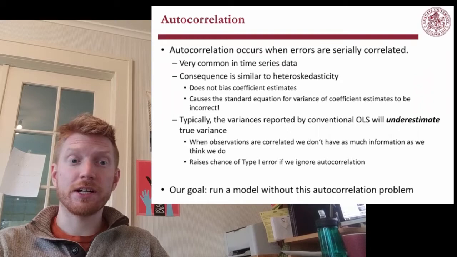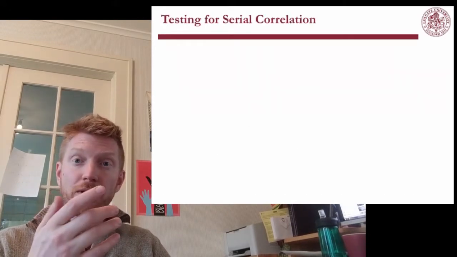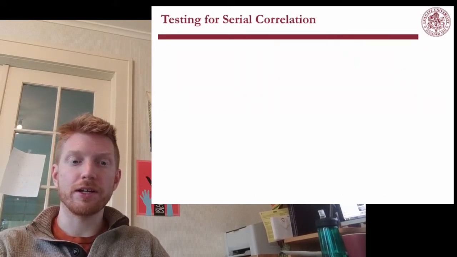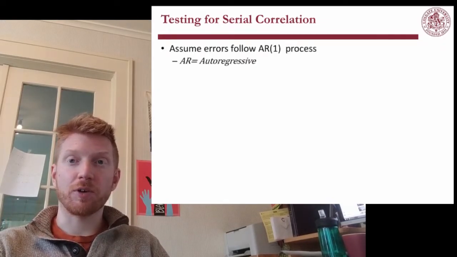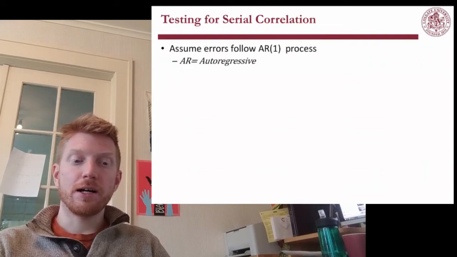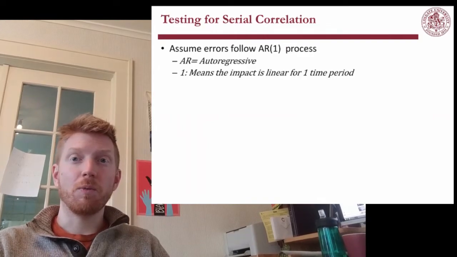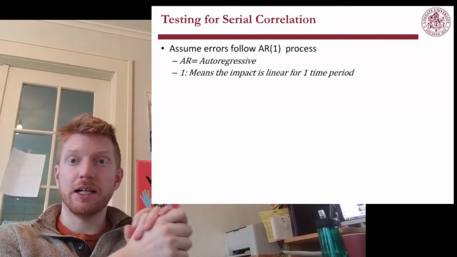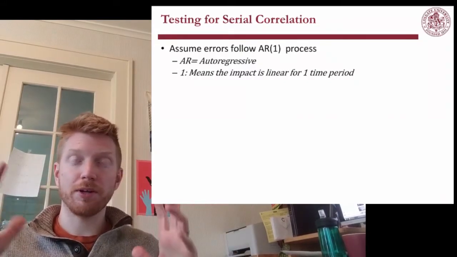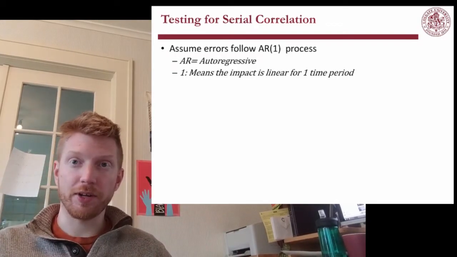So first I want to discuss testing for serial correlation. How do you know if you have a problem? The terminology we're going to use here is it's called AR1. The AR stands for autoregressive process. The 1 means that we are having a 1 period impact. So once we control for yesterday, last week isn't having an impact. It's not having an impact that shows up today. It shows up one time period to the next.